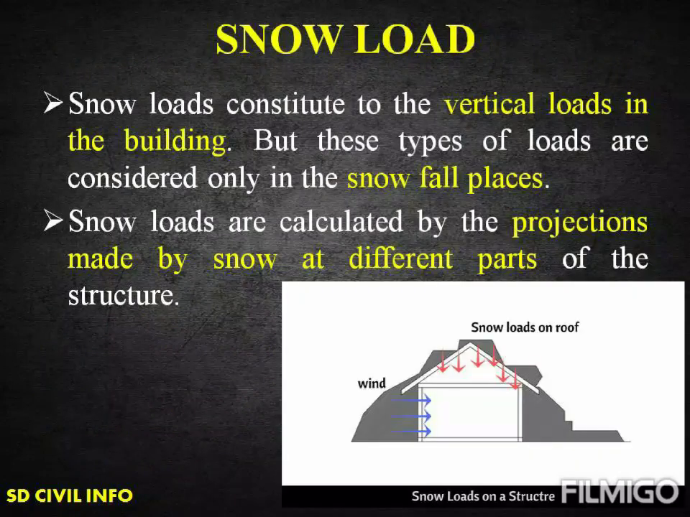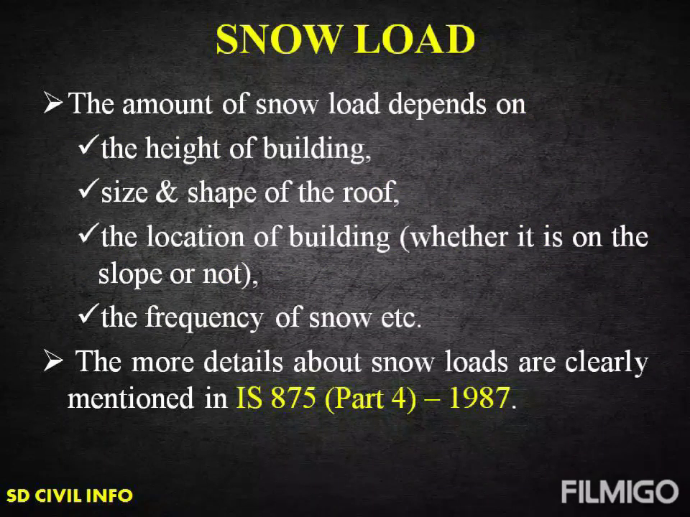The next one is snow load. Snow load is also a vertical load in the building, but these types of loads are considered only in snowfall places, and these loads are calculated by the projections made by snow at different parts of the structure. The amount of snow load depends on the height of the building, size and shape of the roof, the location of the building, that is, whether it is on the slope or not, and the frequency of snow, etc. More details about snow loads are clearly mentioned in IS 875 Part 4, 1987.